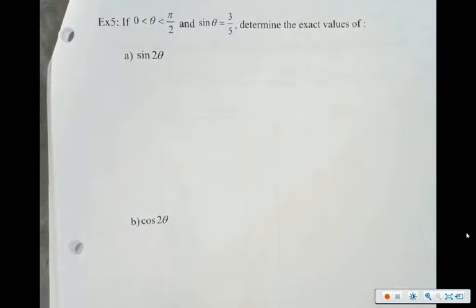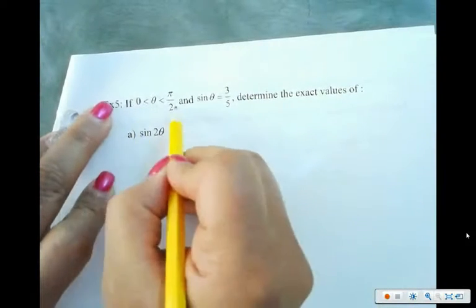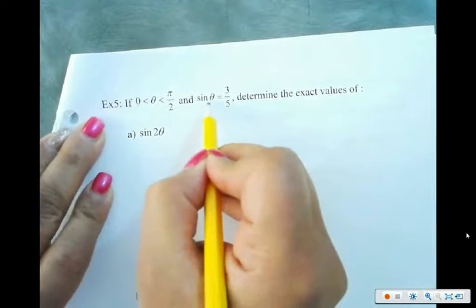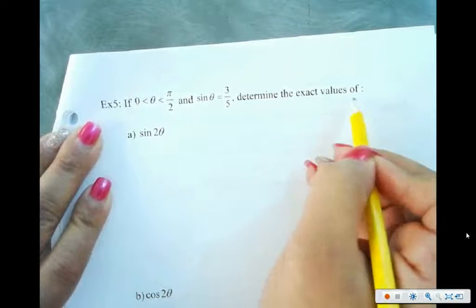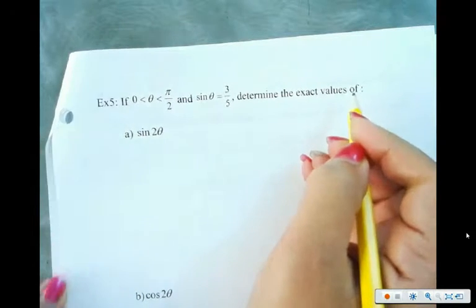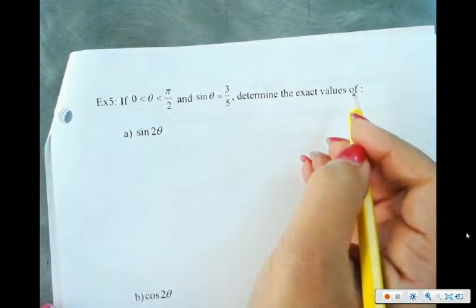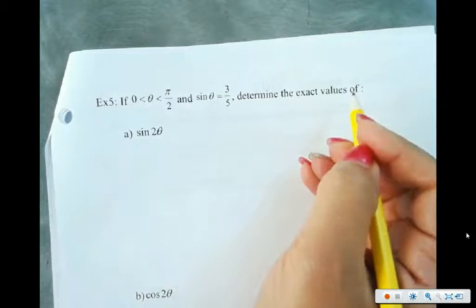One more page, and then you get to work on your homework. Okay. Yay. All right, so if theta is between 0 and pi by 2, and sine theta is 3 over 5, determine the exact values of sine 2 theta.